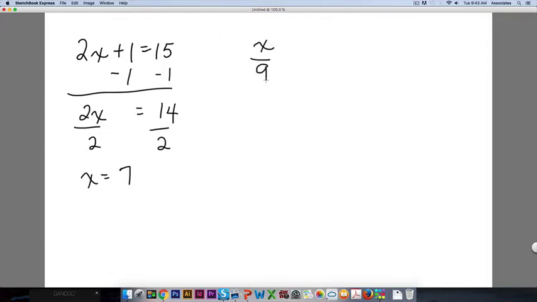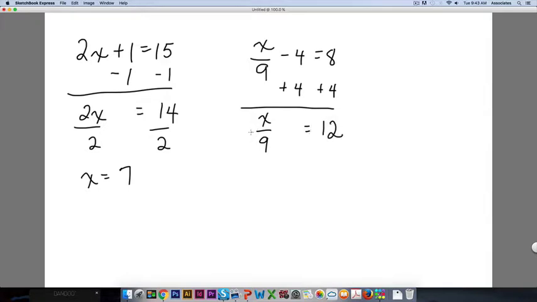Remember, fractions just mean division. So x over 9 minus 4 equals 8. Again, division is higher in the order of operations than subtraction, so I'm going to get rid of the subtraction first. The opposite of subtracting 4 is adding 4. Remember, do to one side what you do to the other. So x over 9, negative 4 and positive 4 cancel out. 8 plus 4 is 12.